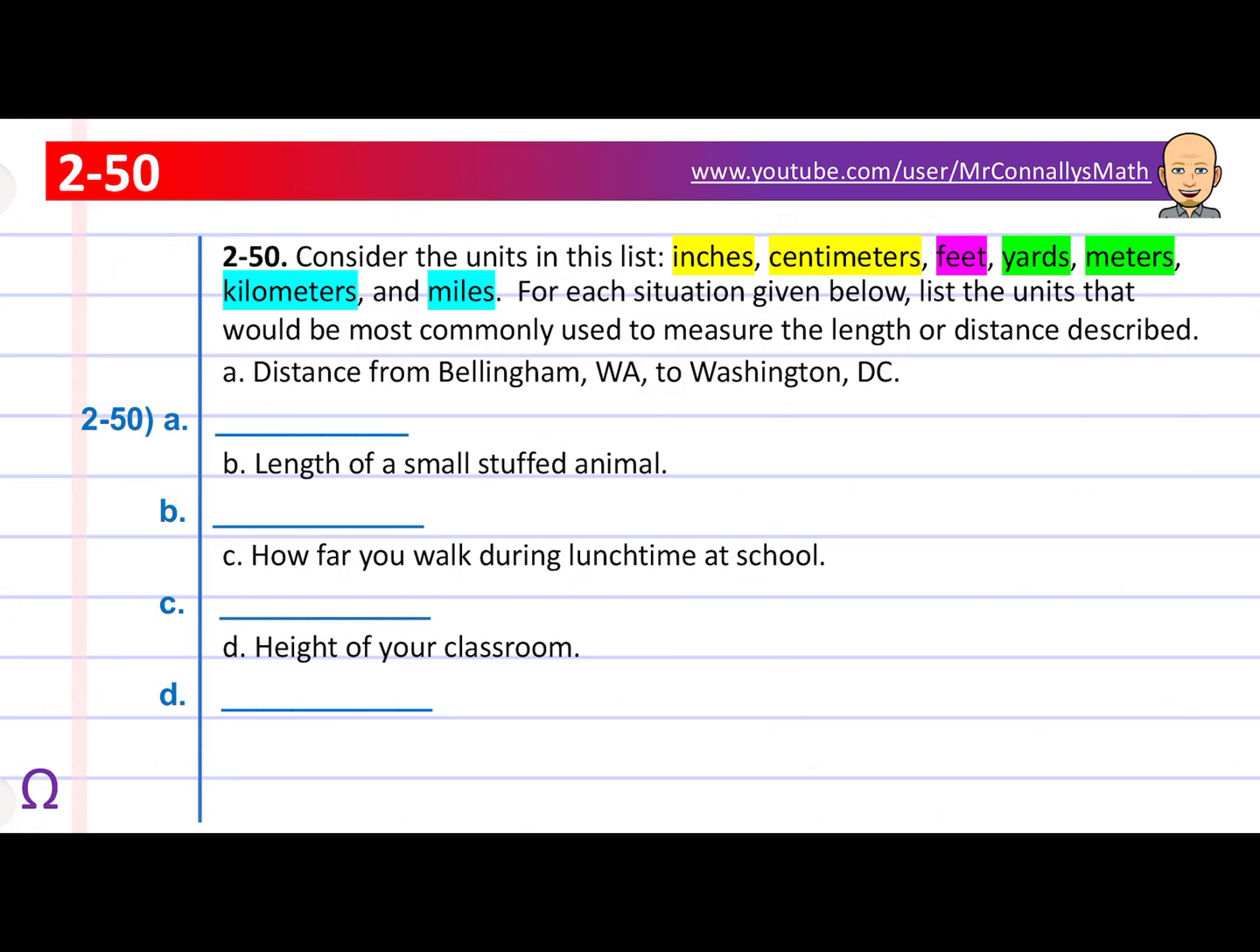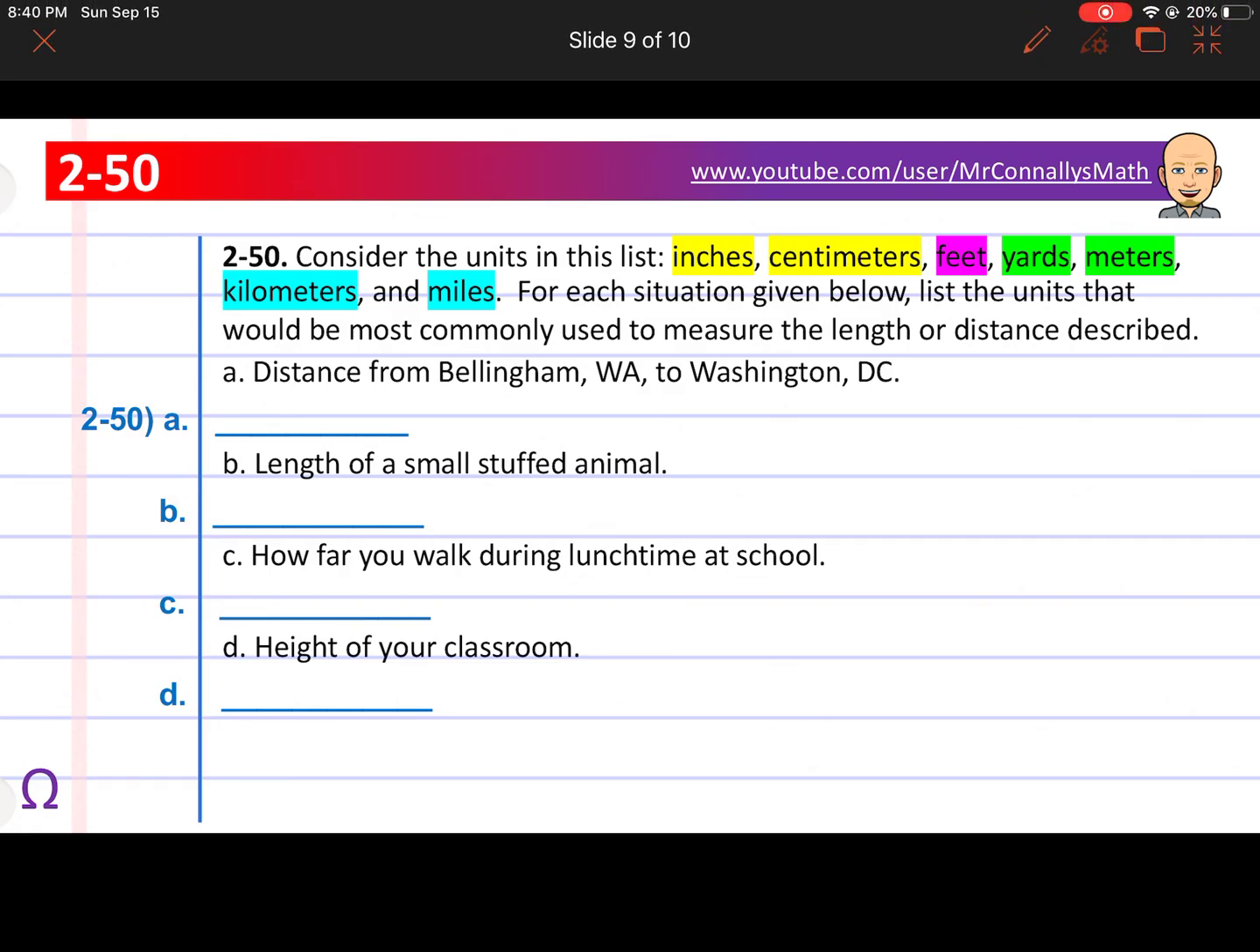250. Consider the units in this list: inches, centimeters, feet, yards, meters, kilometers, and miles. For each situation given below, list the units that would be most commonly used to measure the length or distance described. Okay, so they're all highlighted for your convenience. So inches and centimeters, those are both yellow because they both measure short distances. And then feet, yards and meters. Yards and meters are kind of a medium distance. Feet is kind of in between short and medium. And then kilometers and miles definitely represent long distances.